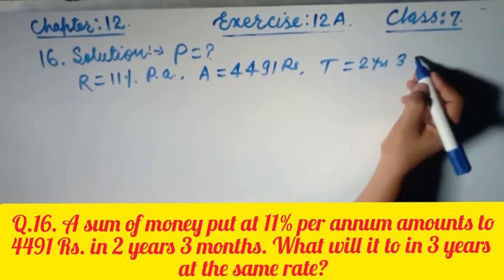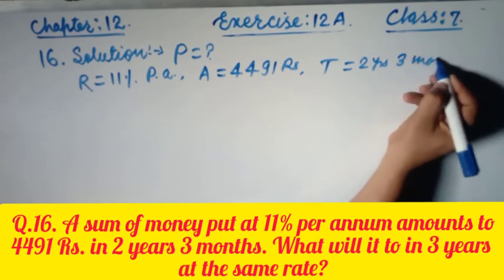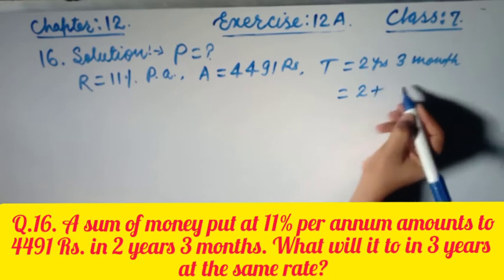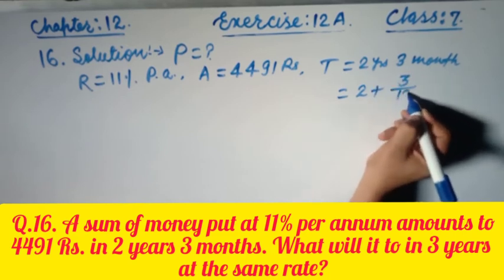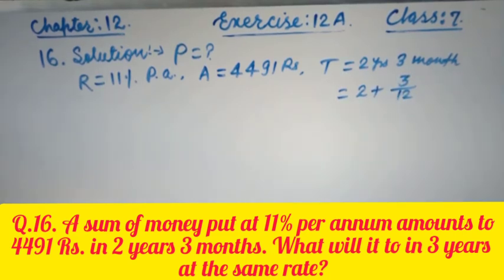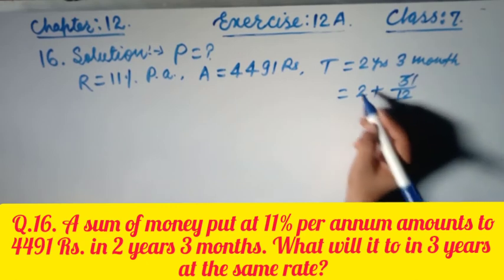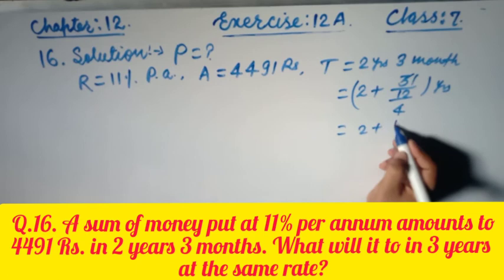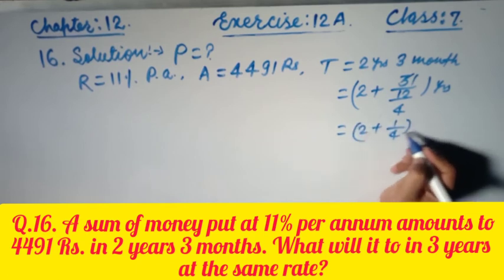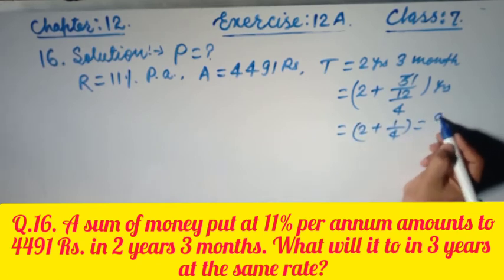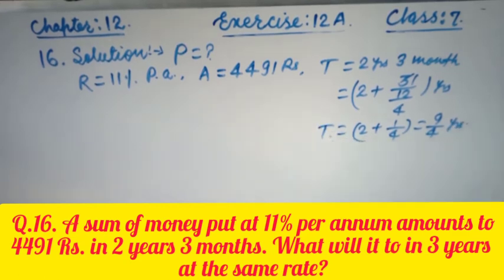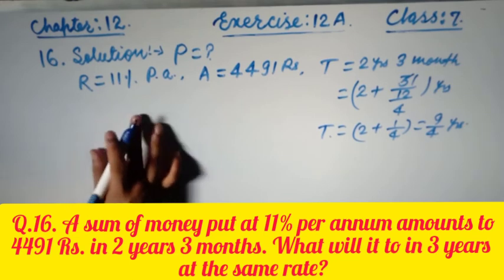So the 3 months can be changed, friends. Now change it in terms of years: this is 2 years plus 3 months, which becomes 1 by 4 year. So 2 plus 1 by 4 can be written as 9 by 4 years. Okay, now this is the first statement.